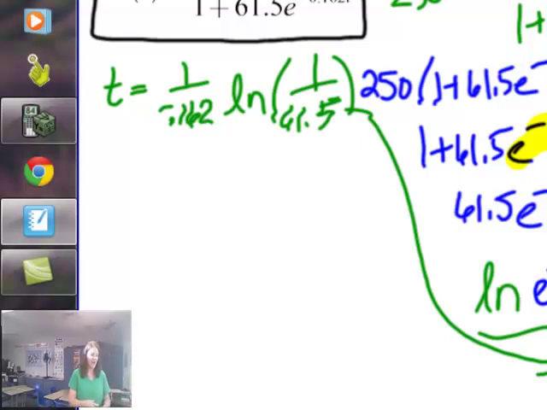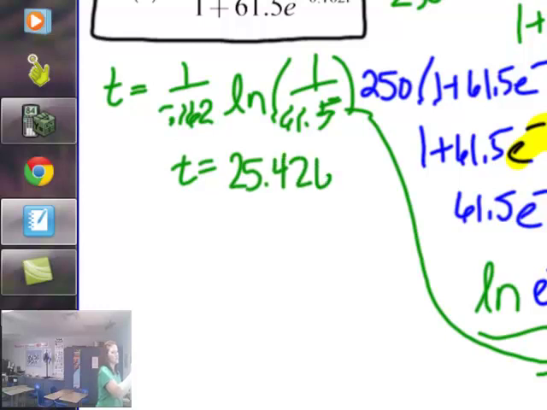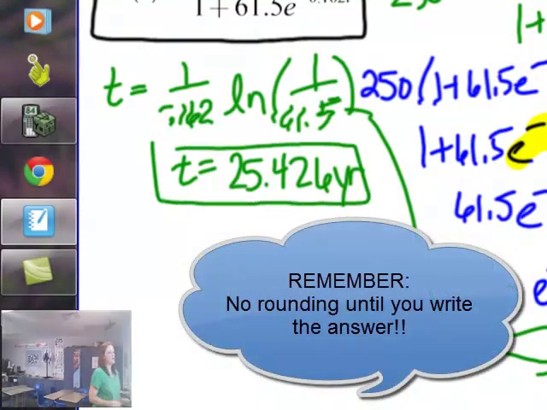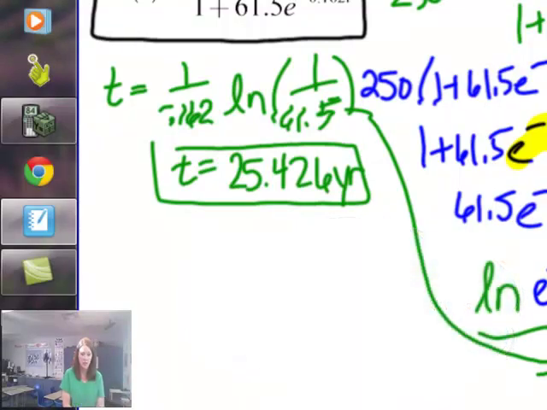Now all I have to do is type all that into my graphing calculator, being careful of my order of operations and my parentheses, and we are going to get that t equals 25.426. And again, since this is population measured in years, it would take 25.426 years for our bald eagle population, which started at 8 bald eagles, to get to 250 bald eagles. Okay? Assuming we didn't have anything catastrophic happen in the meantime.